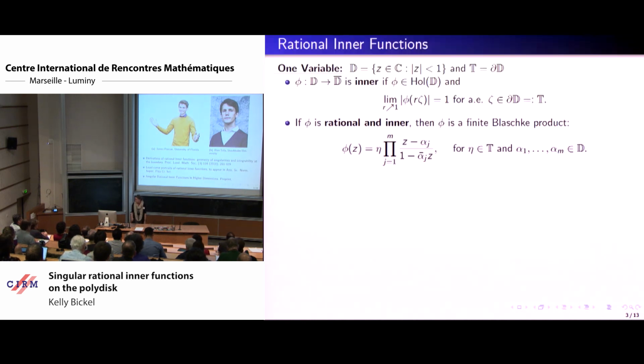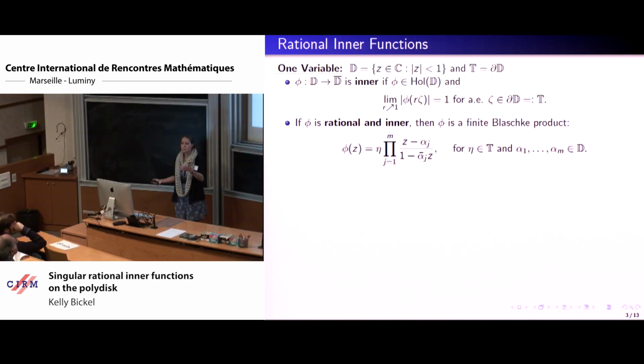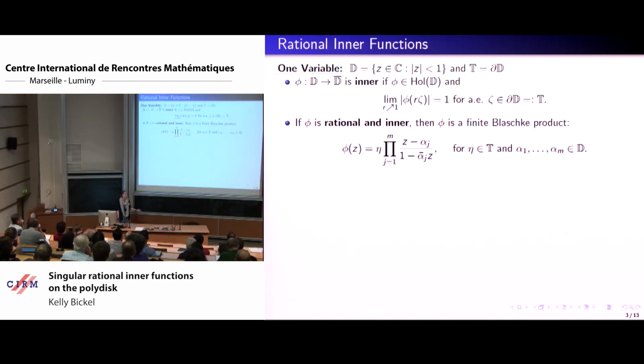All right. So before I even get to the bidisk, I just want to remind you all what rational inner functions look like in the 1-variable setting, so on the unit disk. On the unit disk, we know that the boundary is simply the unit circle, and it's very trivial to define what we mean by an inner function. These are functions that are holomorphic on the unit disk, and the radial boundary values have modulus 1 almost everywhere. And if we impose the additional condition that our functions be rational, well then we're looking at some of the building blocks of function theory on the unit disk.